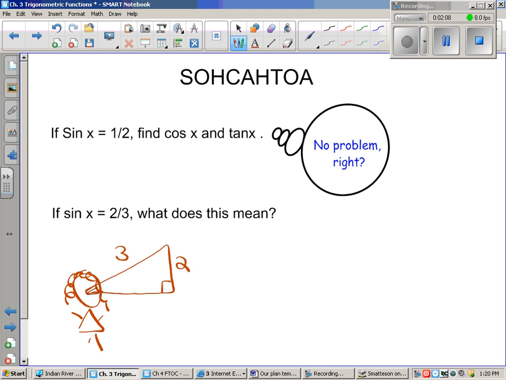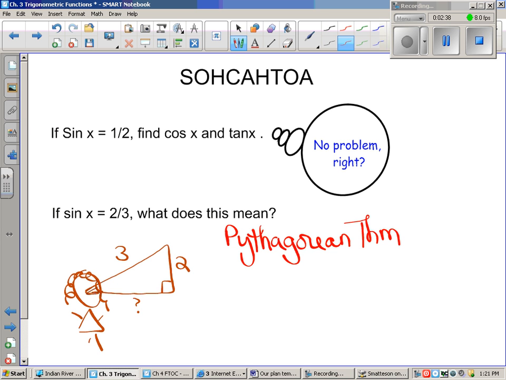Now, when you're examining this, in order to do cosine, which involves adjacent, and tangent, which involves adjacent, we need to actually find this third side. So any thoughts as to how we could find that third side? It's a right triangle, correct? So there's got to be a method, and it rhymes with Pythagorean. Good, Pythagorean theorem.